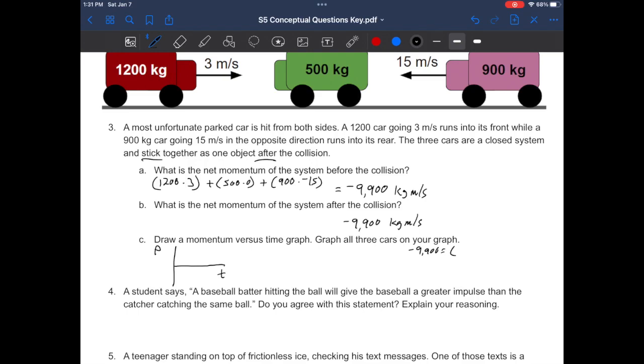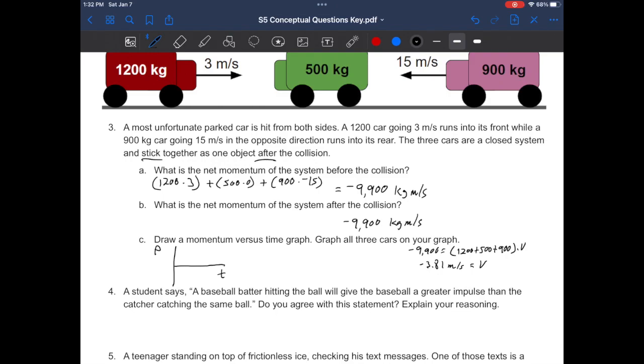So we're going to say negative 9,900 is the collective momentum, and that's equal to their combined mass, because the momentum before, negative 9,900, is equal to the momentum after. Here we know it's a combined mass because they're all stuck together, times one collective velocity. So we're going to have to add up their masses, divide it to the other side, and that's going to get us the final velocity for each of those carts. Then we can take that final velocity, multiply by the mass of each individual cart, and know what each individual momentum is for them after the collision.